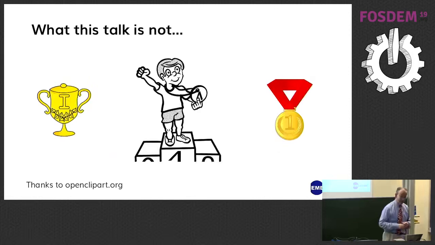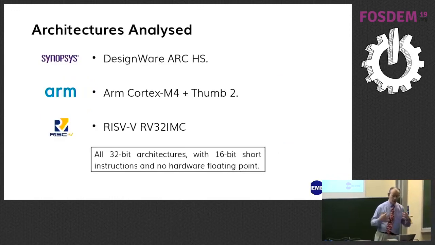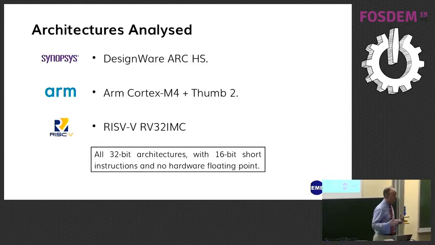One thing I want to be clear is it's not this. I'm not trying to tell you which is the best processor or the best compiler. We've looked at three architectures: the Designware ARC HS, the ARM Cortex-M4 with the Thumb2 instructions, and the RISC V RV32 IMC. Those are all 32-bit architectures. They've all got 16-bit short instructions, and in all cases we've been looking at them without hardware floating point.